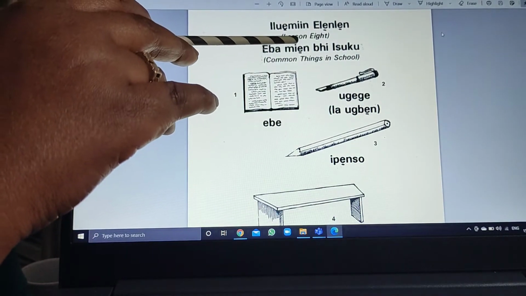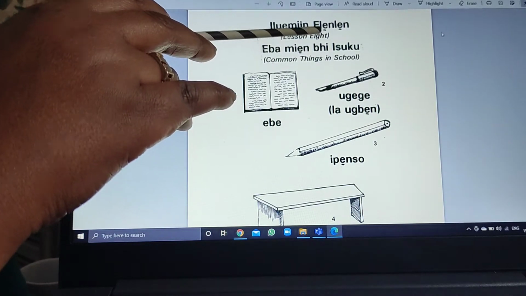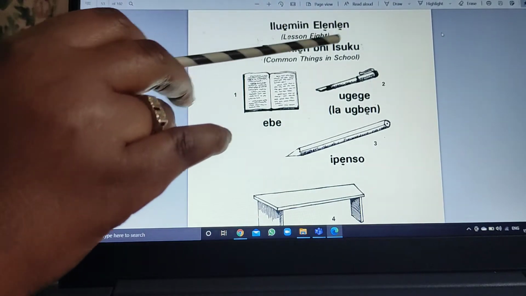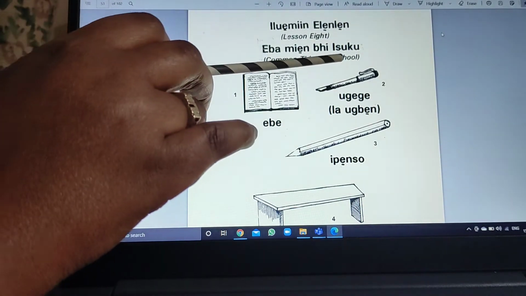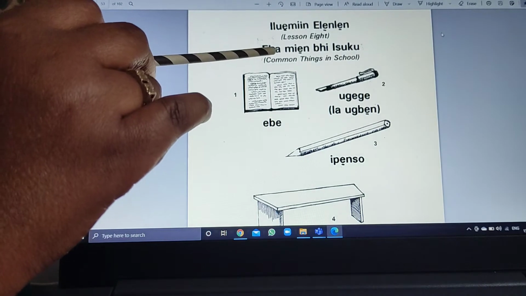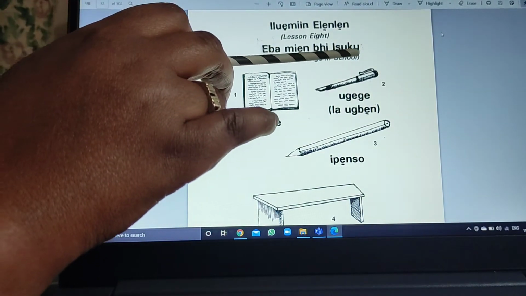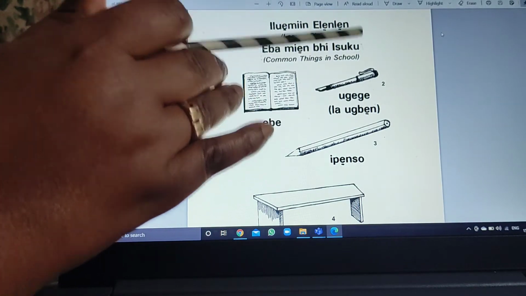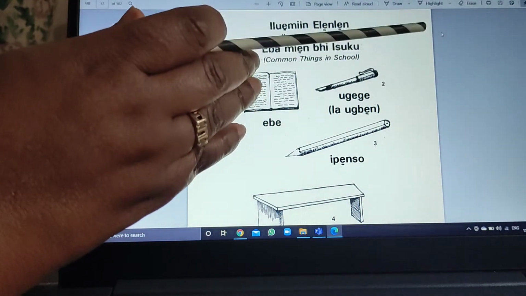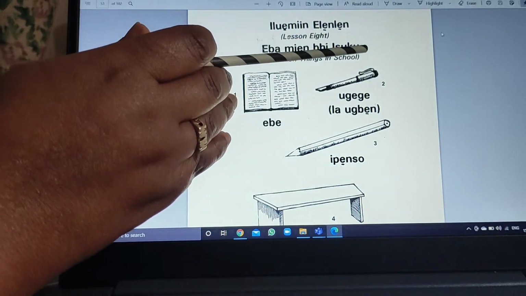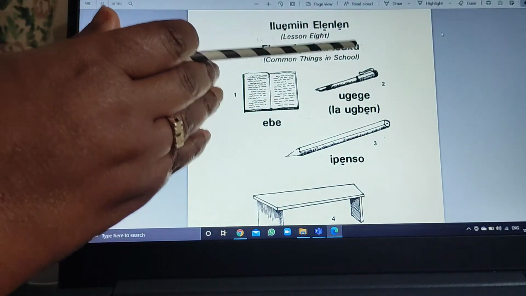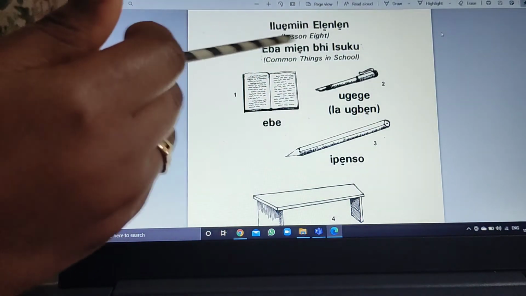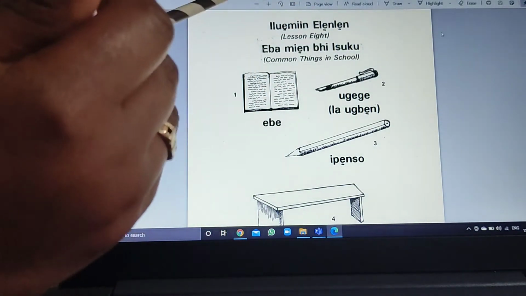So today's first lesson here is lesson 8, which is Ilwemi Elele. Elele in Esan is 8, and this is on common things in the school, which in Esan is Eba Miewi Isiku. Although Isiku is the popularly used term for school, it's another Esanized word, but there is another word for school or house of learning, which is Uwa Ebe. It literally means house of learning.